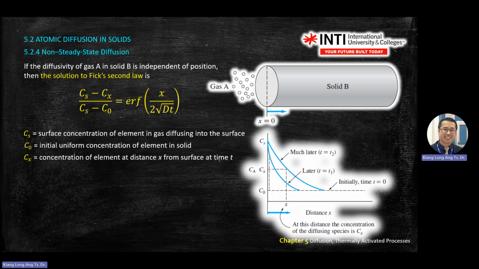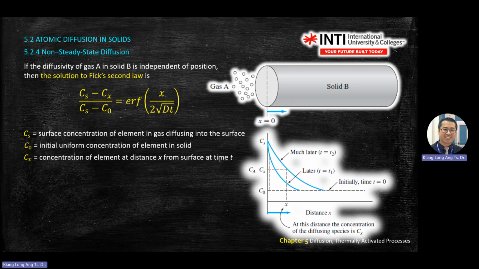So in this one, Cs is the surface concentration. C0 is the initial uniform concentration of the solid, meaning inside this solid. Before you do any process, you have a concentration inside, so there's a C0 value here. Cs is the surface concentration when you start the process, exposed to the gas or carbon. This is the surface that you want. So Cs is over here, and C0 is inside the solid, inside the metal.